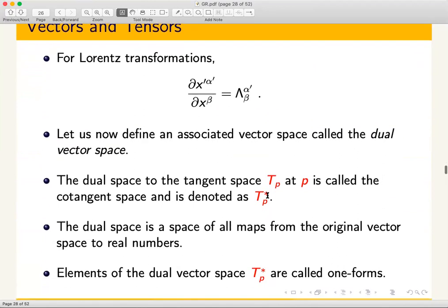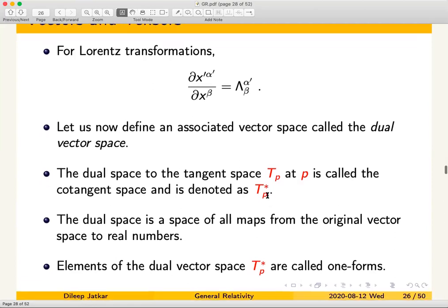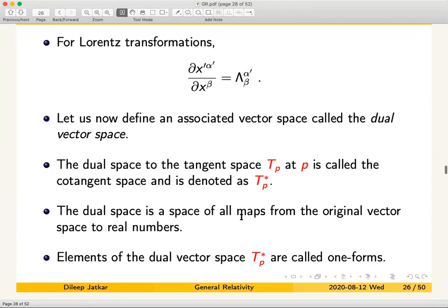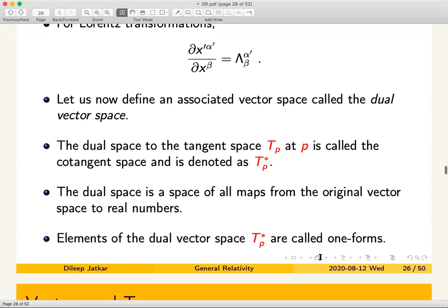Now the dual vector space is a vector space of all maps, and these maps do the following: they pick up a vector from the tangent space and give you a number. All these maps which define the dual vector space have another name: they are called one-forms. So the vectors of the dual vector space are also called one-forms.